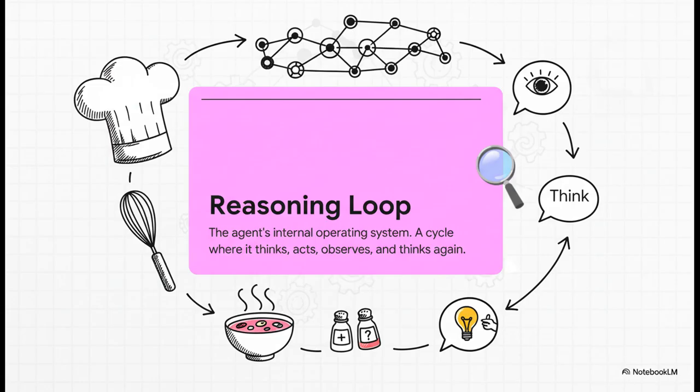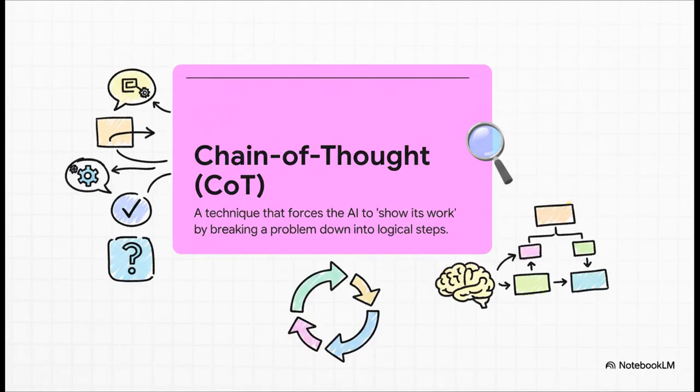They add the salt, that's act. And then they taste it again. It's this cycle of think, act, observe that separates a simple generator from a genuine problem solver. And one of the absolute most powerful techniques for building that reasoning loop is something called chain of thought.